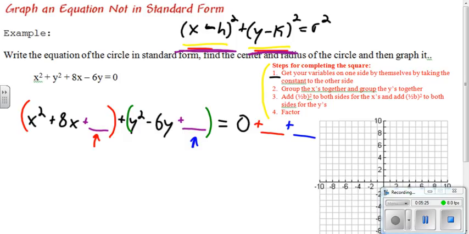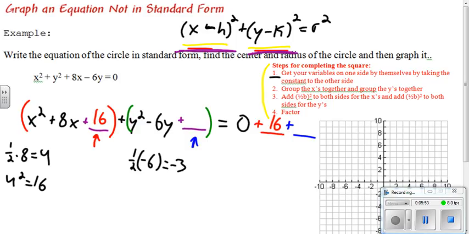Looking at our x's, our b value is 8. So we'd say 1/2 of 8 equals 4. 4 squared equals 16. So 16 is the value that goes in here, and 16 is the value that goes right here. Now, moving on to our y's, we need to take 1/2 of our b value, which is -6. So that's going to be -3. Now, -3 squared is 9. So 9 is the value that needs to go right here, and 9 is also the value that needs to go right here.